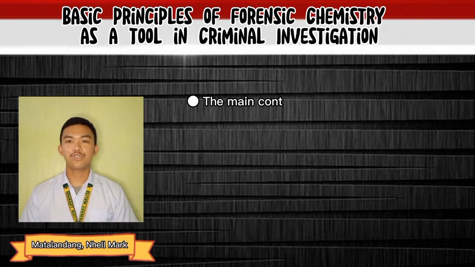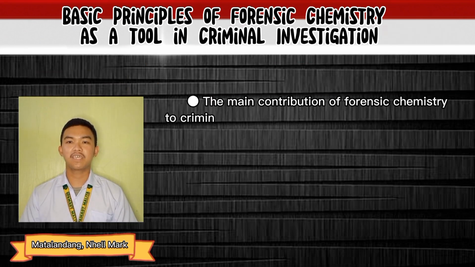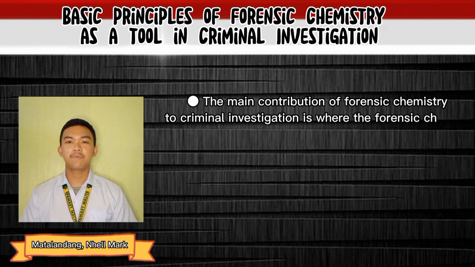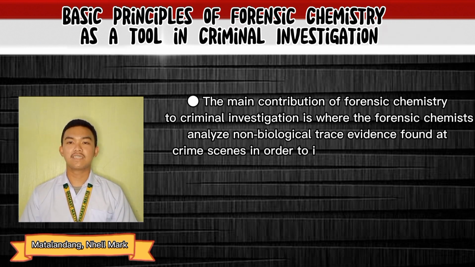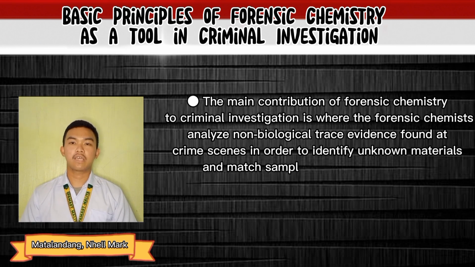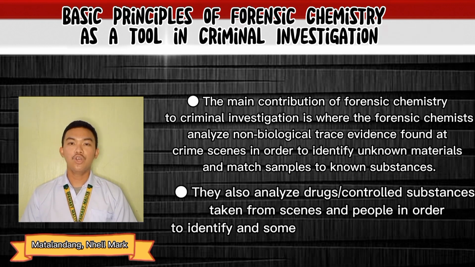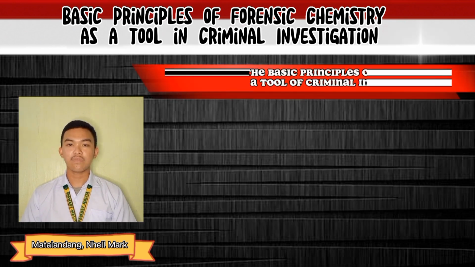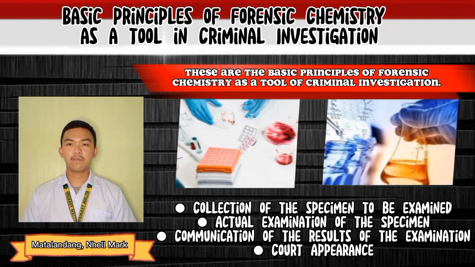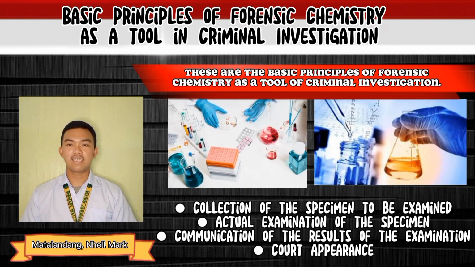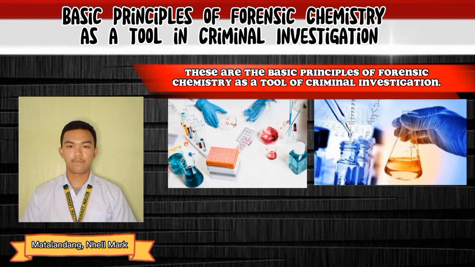The main contribution of forensic chemistry to criminal investigation is where the forensic chemist analyzes non-biological trace evidence found at crime scenes in order to identify unknown materials and match samples to known substances. They also analyze drugs and controlled substances taken from scenes and people in order to identify and sometimes quantify these materials. And next, these are the basic principles of forensic chemistry as a tool of criminal investigation.